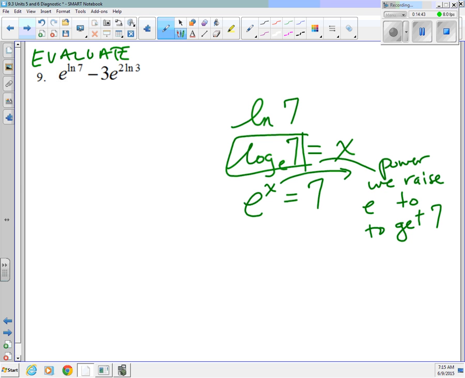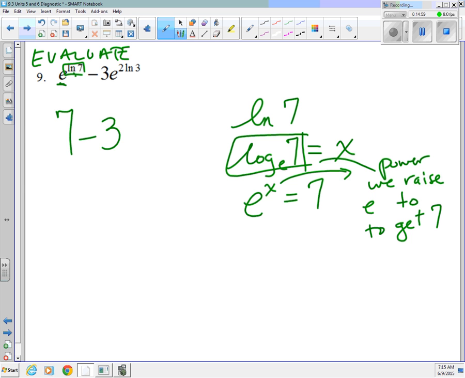So e to the ln of 7, I'm taking e and I'm raising it to the power that I'm supposed to raise e to get 7. I get 7. I know that's weird, but e to the ln of 7 is just 7. ln of 7 is the magical power that I raise e to get 7, and we're actually doing that.